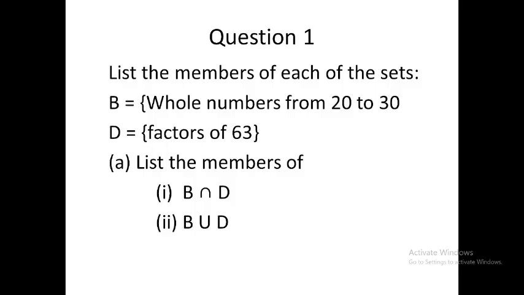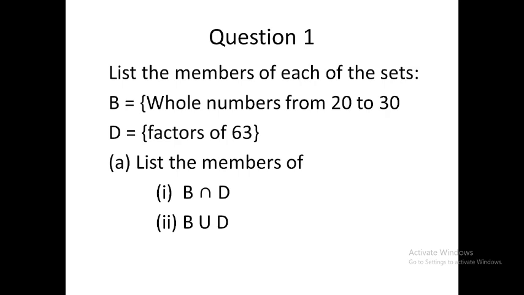Question 1 says: list the elements of each of the sets. B, that's whole numbers from 20 to 30. Set D, that is factors of 63. A, list the members of I, B intersection D, and II, B union D.